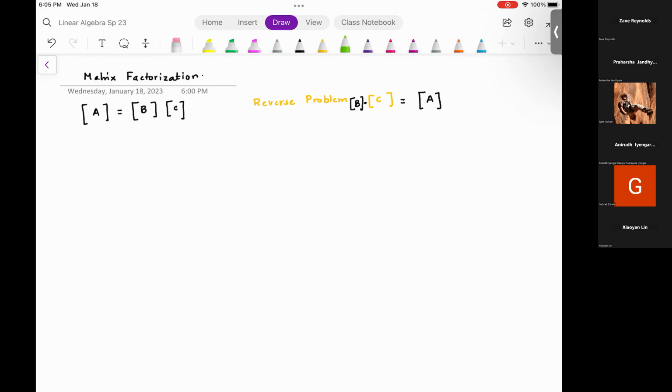And some important factorizations are first, which is called LU factorization. So you replace A as a product of L times U, where L is a lower triangular matrix multiplied by an upper triangular matrix.